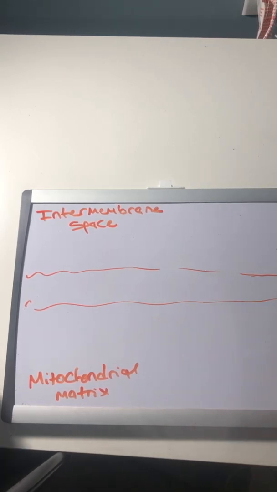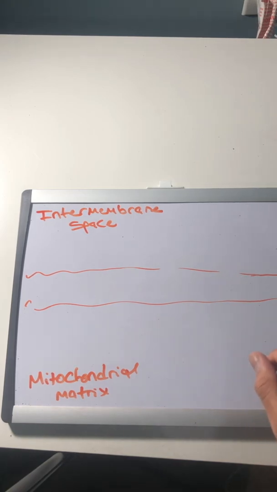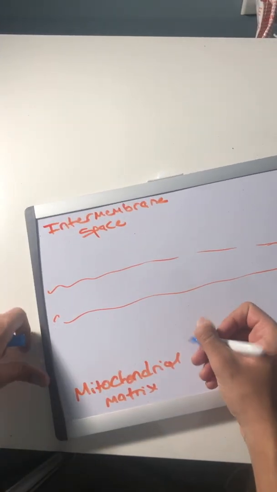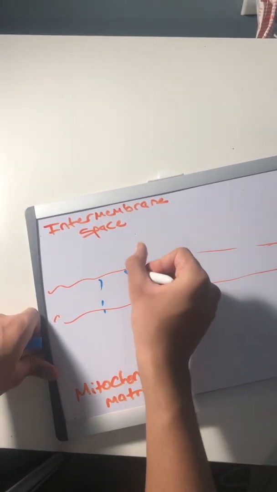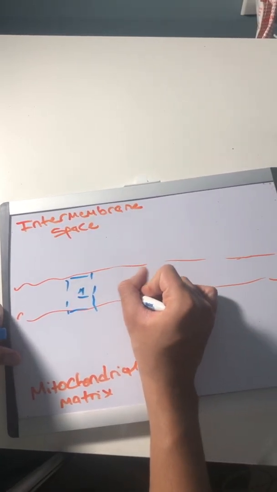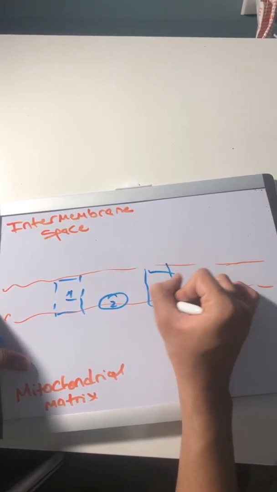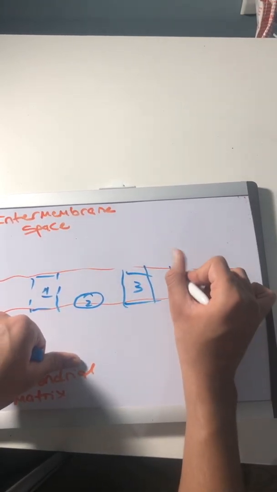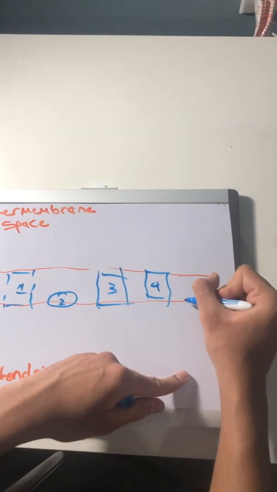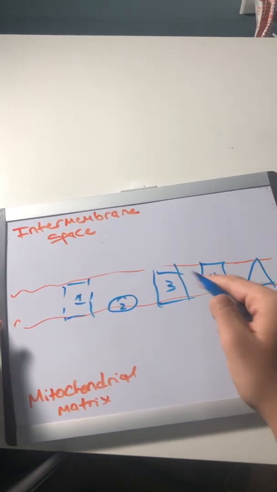So let's draw this out in a different color. Let's draw the complexes. There is a complex 1, then a complex 2, 3, 4, and there's the final process of ATP synthase and chemiosmosis that we'll get into.